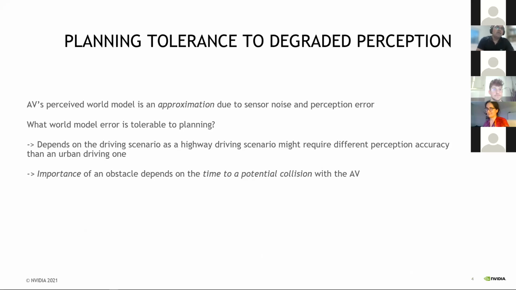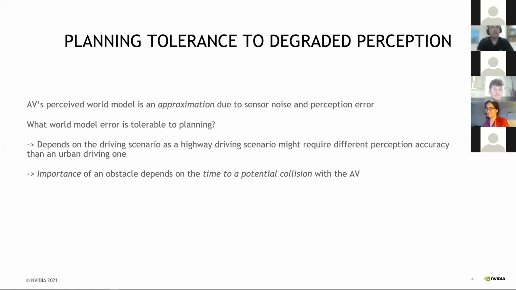The question that we try to ask in this position paper is, what is the tolerance of the planning to degraded perception? First, one thing is clear: the perceived world model is always an approximation due to the sensor noise and the perception error. And the amount of error in the world model that's tolerable depends on multiple things. First of all, it depends on the driving scenario. There was already a nice talk about pedestrian detection, that some pedestrians may not be relevant for safety, while some might be. So the importance of an obstacle from a safety perspective depends on the time to a potential collision with the EV. This is a dynamic problem that depends on the scene.